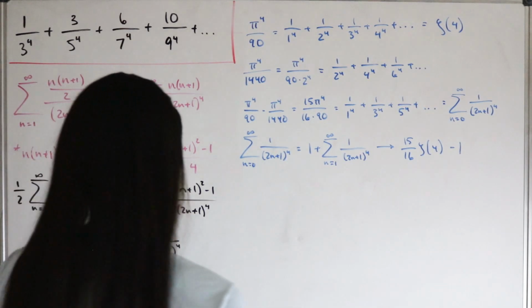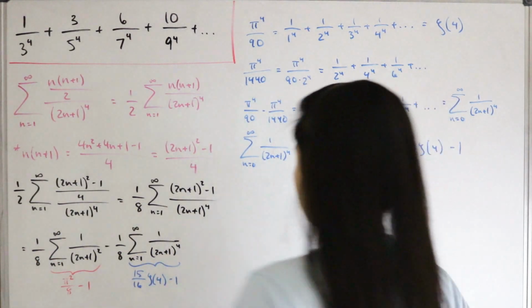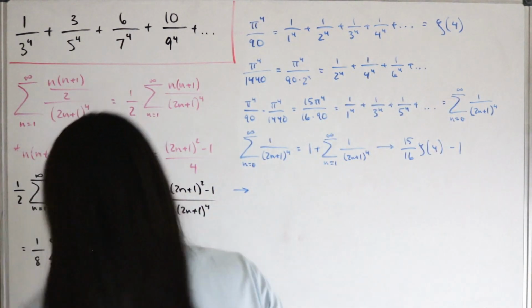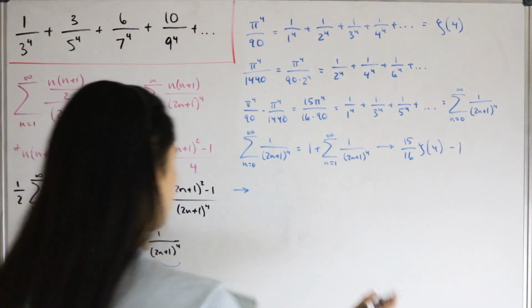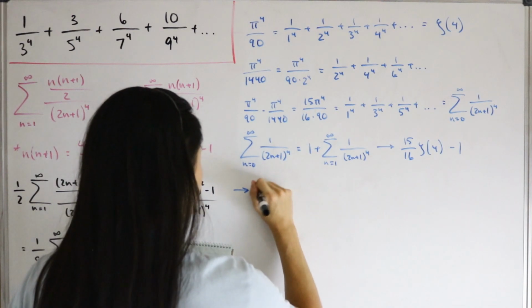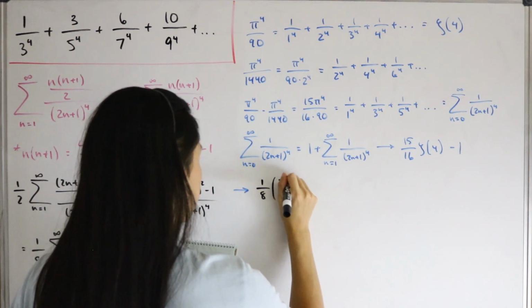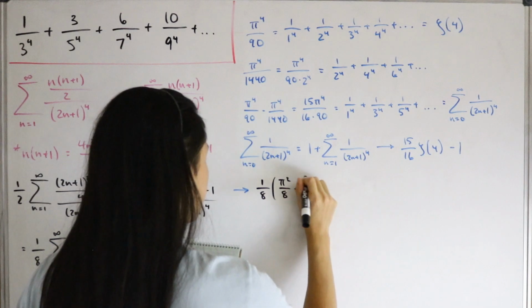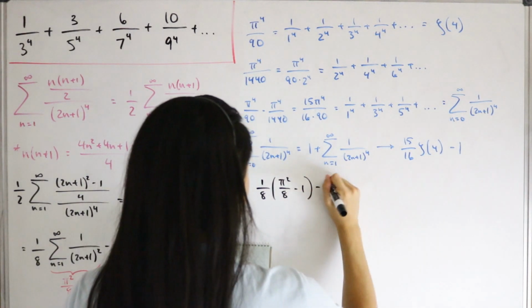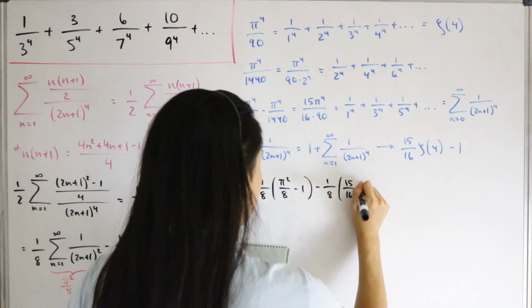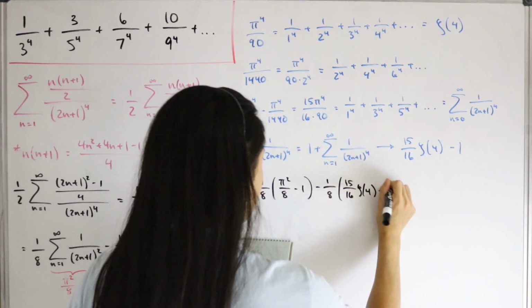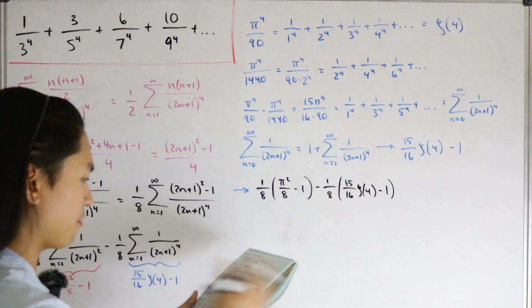And so everything comes full circle. Now we just do the simplification. Let me go back to the black marker to finish everything off. We perform the substitution: 1 divided by 8 multiplied by pi squared divided by 8 minus 1. Then subtract 1 divided by 8 multiplied by 15 over 16 multiplied by the Riemann zeta of 4, and then subtract 1. So simplify all of that out.